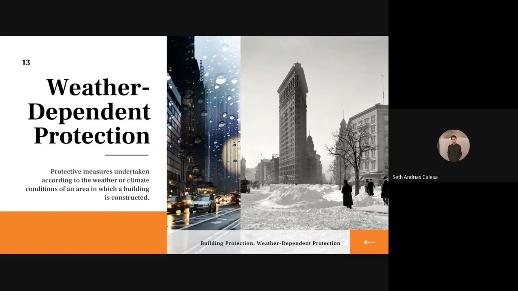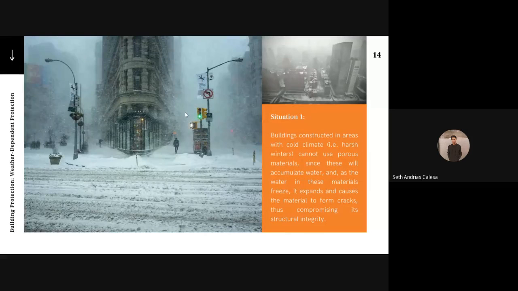Weather-dependent protection. Protective measures undertaken according to the weather or climate conditions of an area in which the building is constructed. Next slide, please. We have situation one. Buildings constructed in areas with cold climate cannot use porous materials since these will accumulate water, and as the water in these materials freezes, it expands and causes the materials to form cracks, thus compromising their structural integrity.